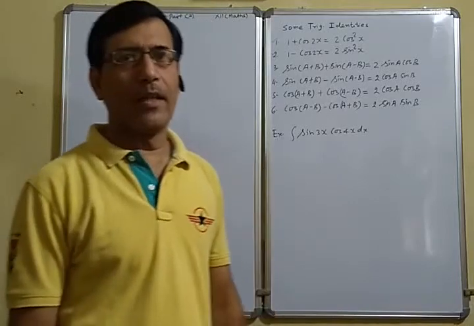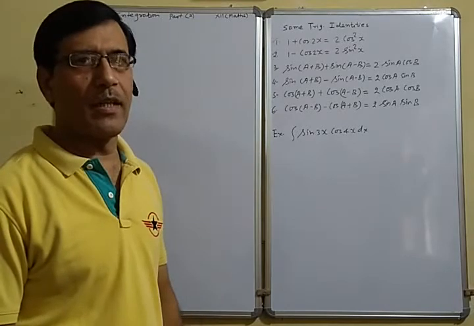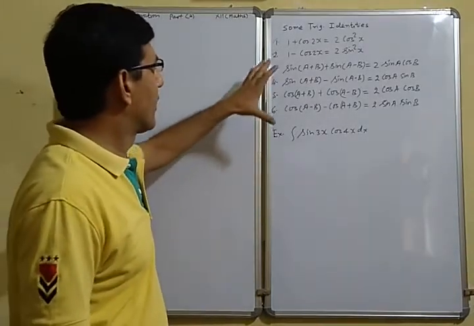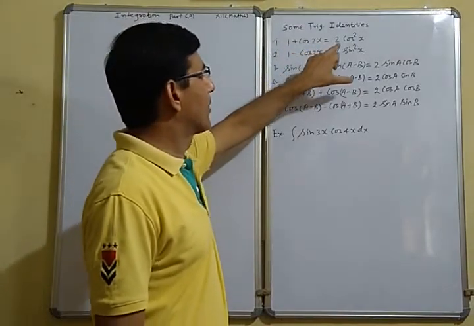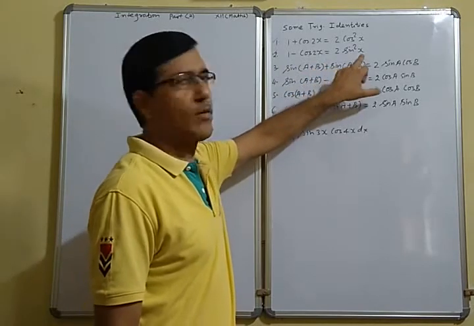Learn integration by using trigonometric identities. In part 1 we have done integration by using the substitution method. So now some identities are written here. 1 plus cos 2x is 2 cos square x. 1 minus cos 2x is 2 sin square x.